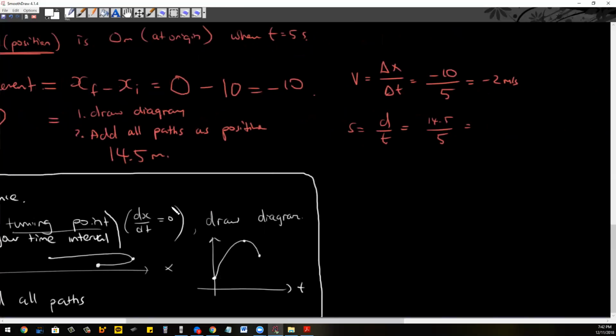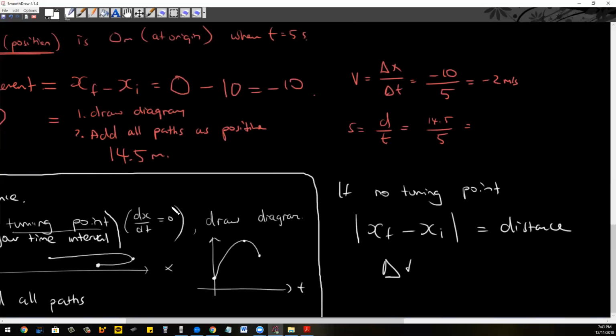Now, if no turning point, then the absolute value of x final minus x initial will be your distance. So the absolute value of the change in displacement will be the same as your distance. Okay?